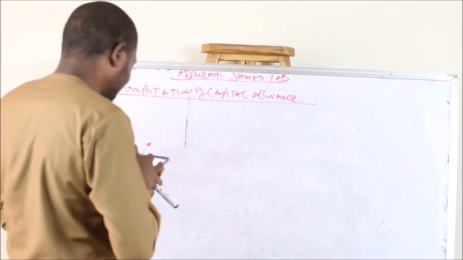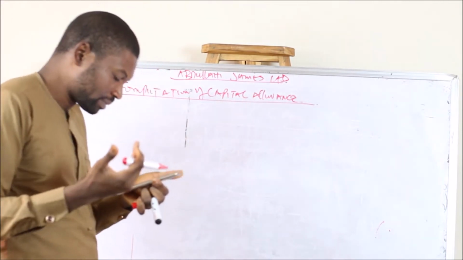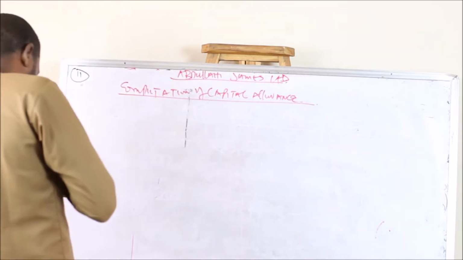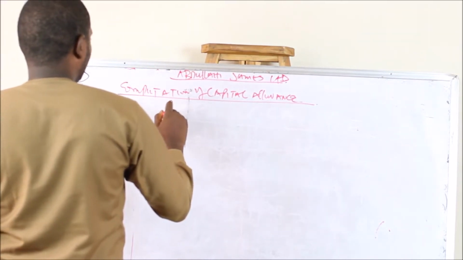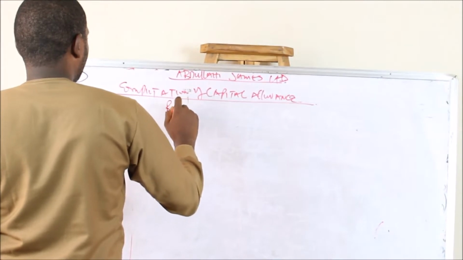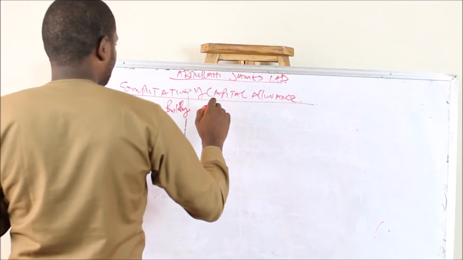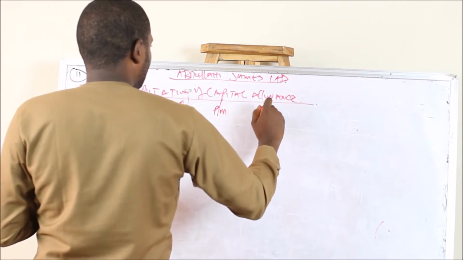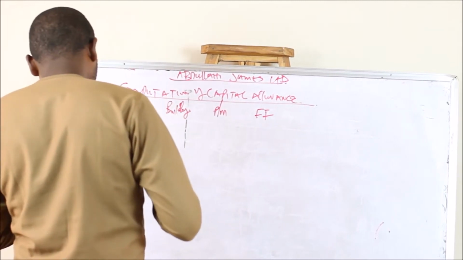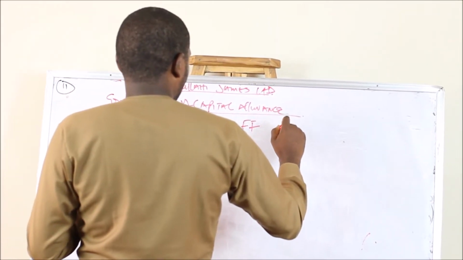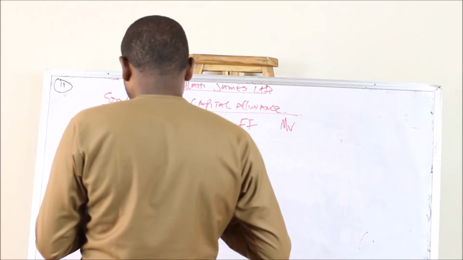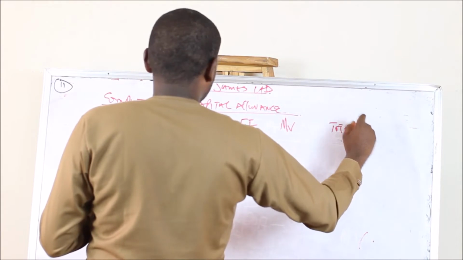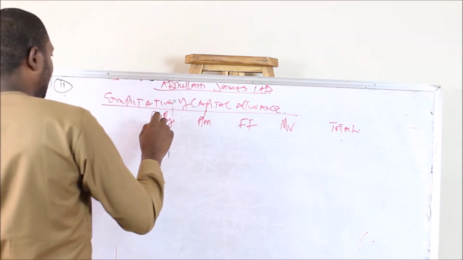So remember here we said we have how many assets? We have building, plant and machinery, fittings and furniture, motor vehicle and all that. So in this case, we have building. This is building. This is plant and machinery. This is fittings and furniture. This is motor vehicle. Then you have the total.